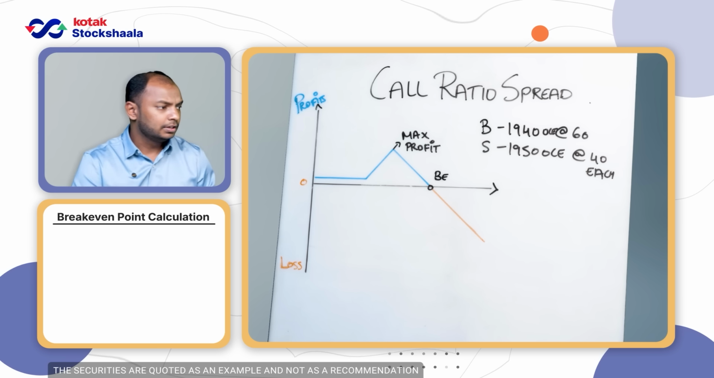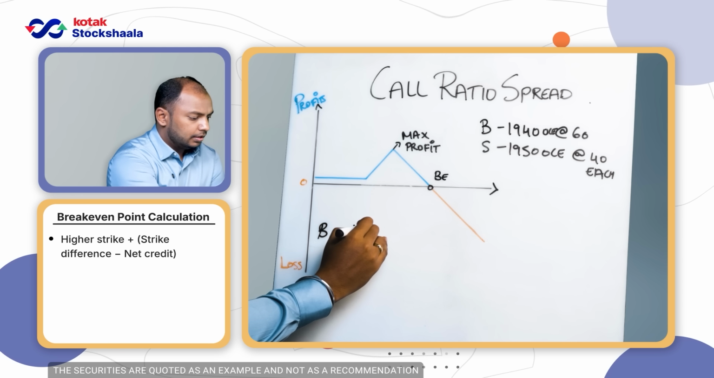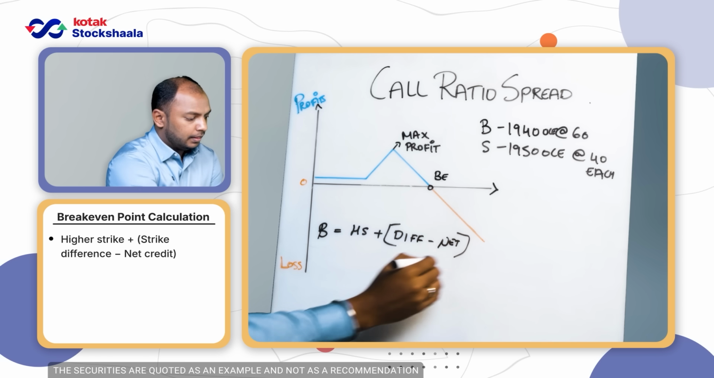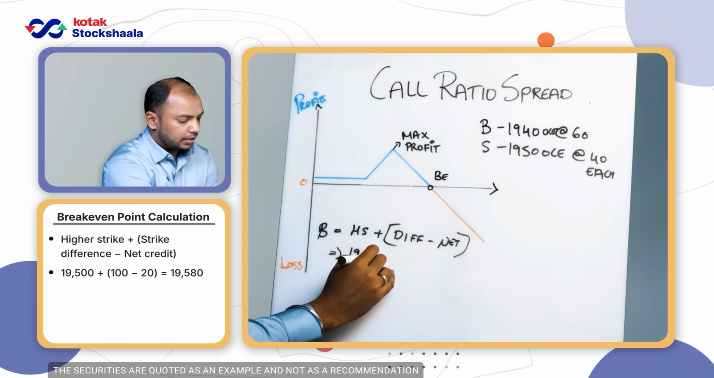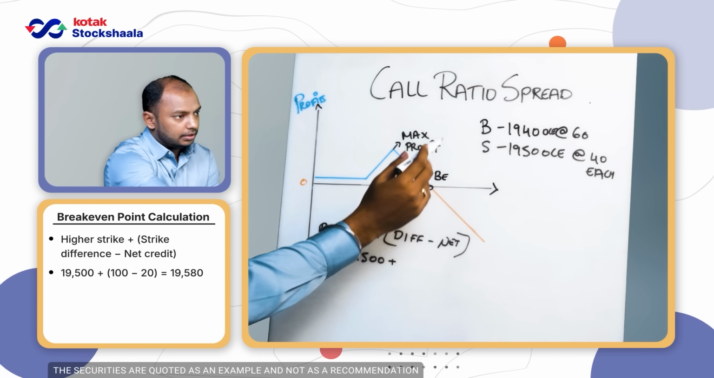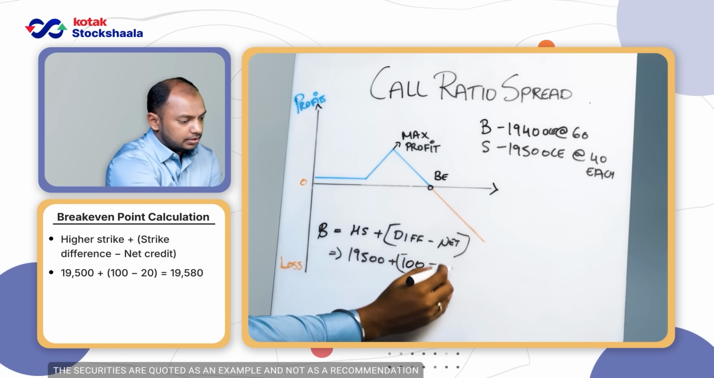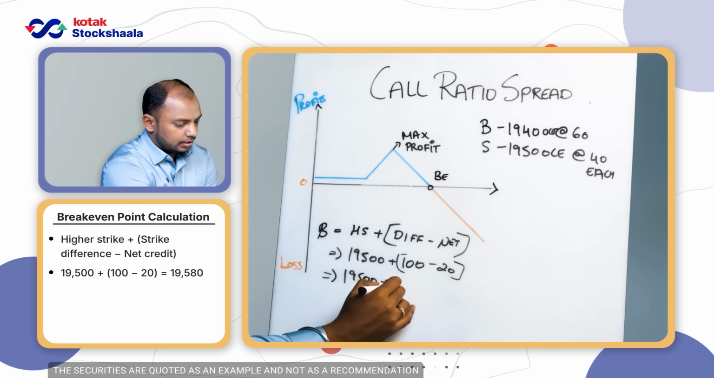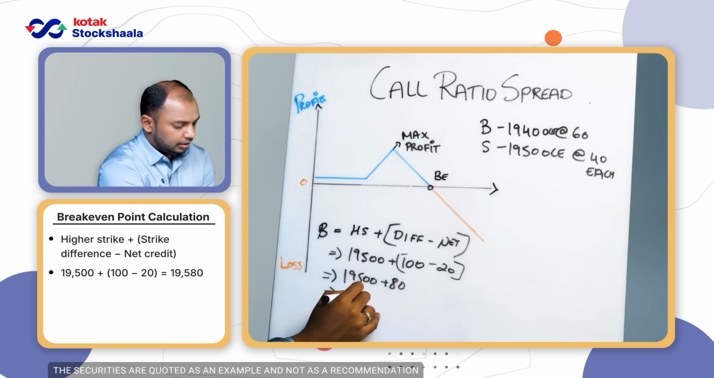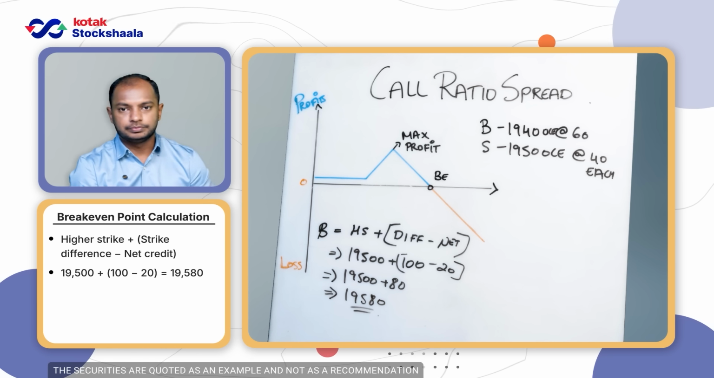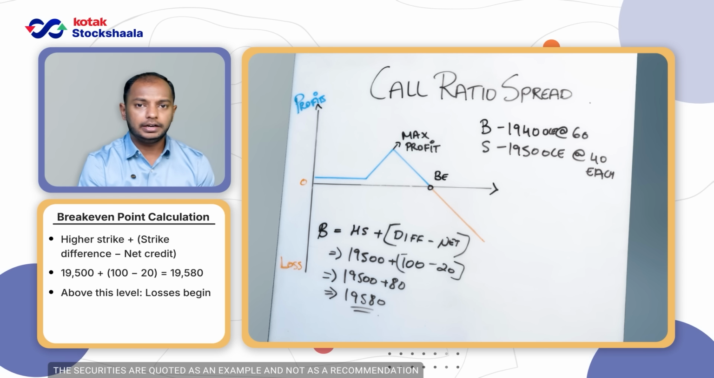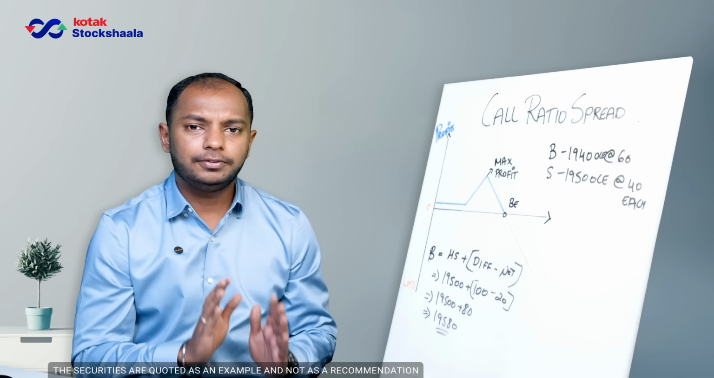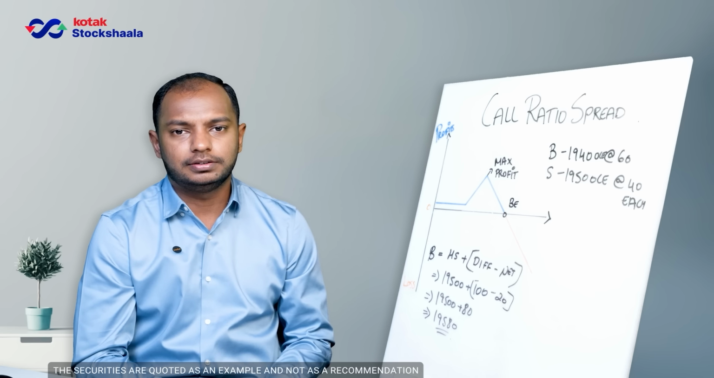The break-even point for this strategy is given by the higher strike plus the difference in strikes minus the net credit. So in this case, the higher strike is 19,500, plus the difference in strikes, 500 minus 400, that is 100, minus the net credit of 20. So that is 19,500 plus 80, and the break-even point is 19,580. If Nifty moves beyond 19,580, then there is unlimited loss potential. And that is exactly why having a stop loss even in this strategy is extremely crucial.